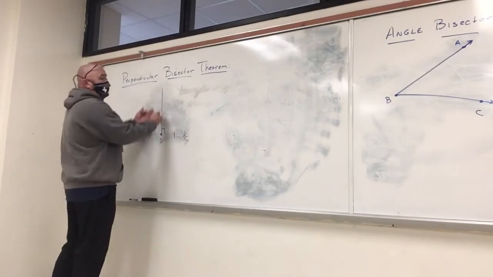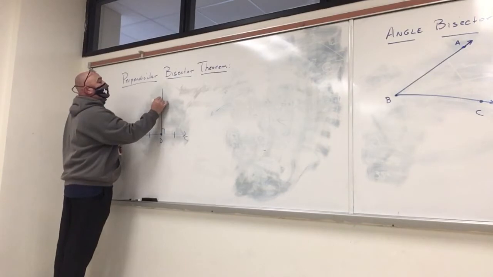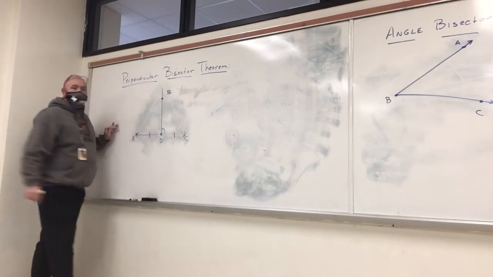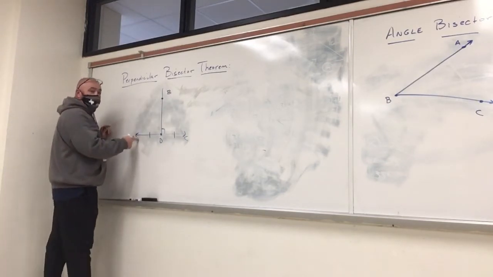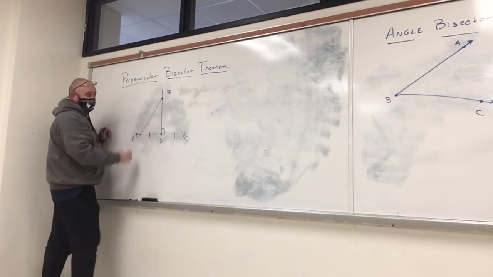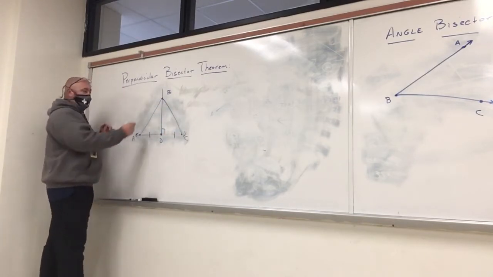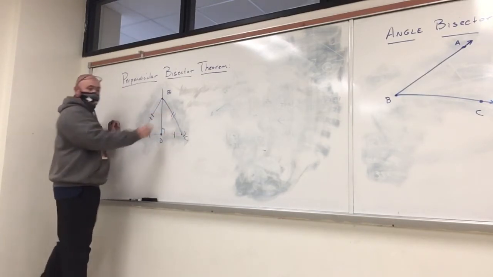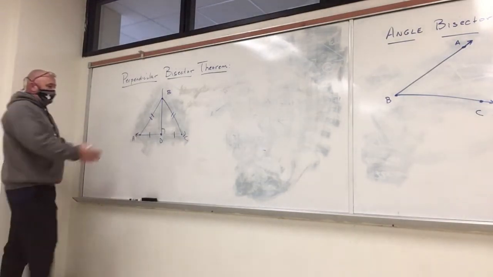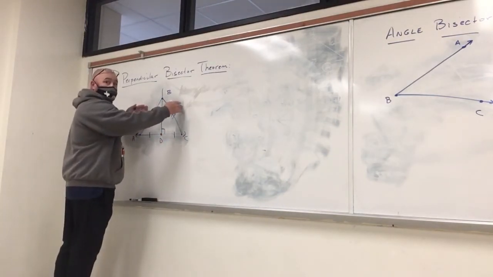Pick any point you want on this perpendicular bisector. So I'm going to pick this point right here. Okay? And we'll call that point B. From that point to the endpoint of this segment, from that point to this point, and from that point to this point, now this is equal to this. So two things happen in the perpendicular bisector. Your bases here are equal because they're cut in half, and then the sides are equal also.